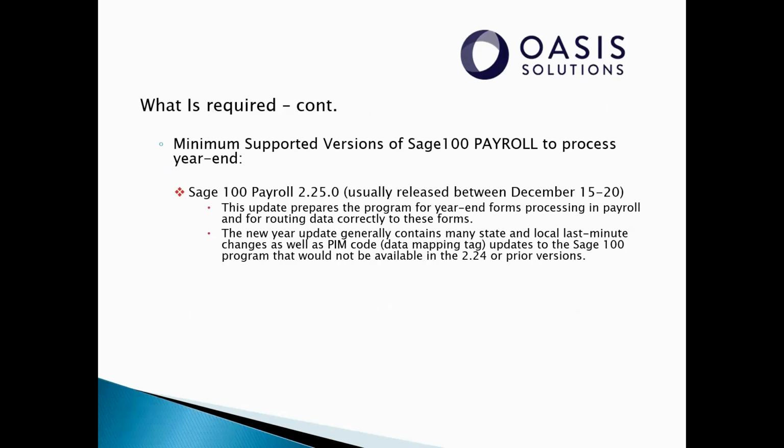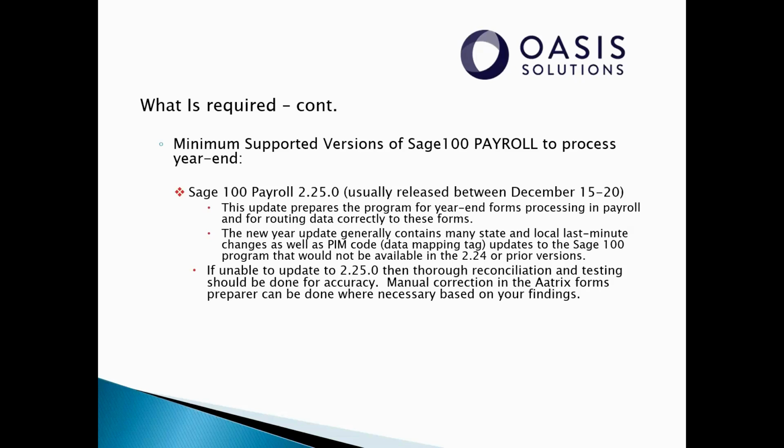So the Payroll 2.25, what's in it? It is the update that prepares your program to send the data and map all the data from your Sage 100 over to your Atrix form. So it's important that you have it so that you make sure that your mapping is correct from Sage 100 over to Atrix. It also will have year-end updates that generally will not be present in your 2.24 for last-minute changes, also other data mappings that you might need, and so forth. So it's always good to be up on the most recent to make sure that you have everything you need to be in compliance.